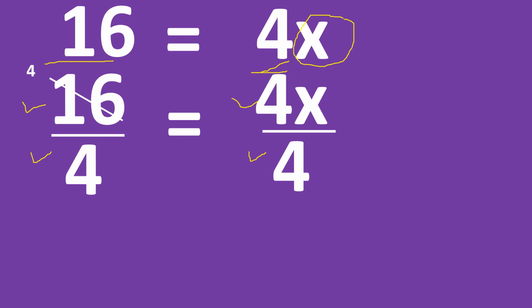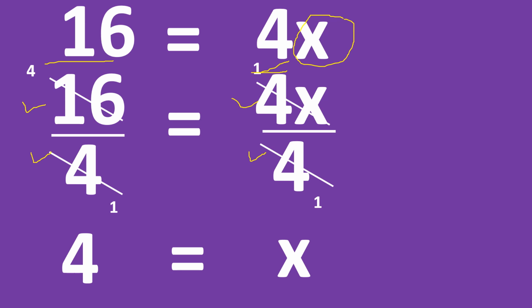So 4 in 16 you have 4, 4 in 4 you have 1. So that's on the left-hand side, we have 4 over 1. And on the right-hand side, the 4 cancels the other 4, both the numerator and the denominator, and then it is 1. So you're left with x. So what we have is 4 is equal to x, and that is our answer. So our answer is x is equal to 4.